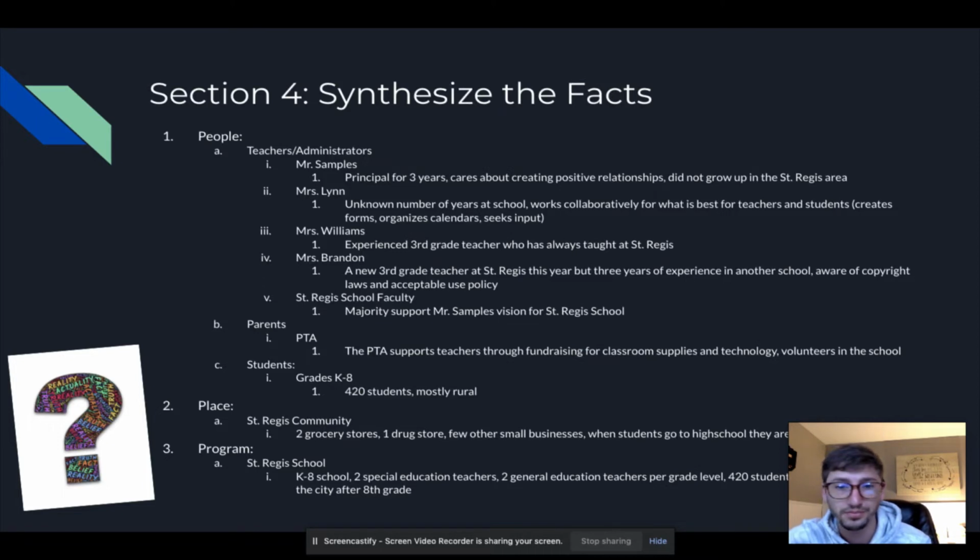Regis school. And that was gathered from a survey that Mr. Sample sent out after his second year at the school. The parents involved in this would be the PTA members who support teachers through fundraising for classroom supplies and technology. And they also volunteer in the school based on what was mentioned in the case study. And then the last people to talk about would be the students.